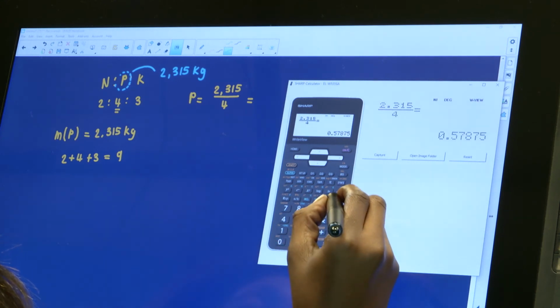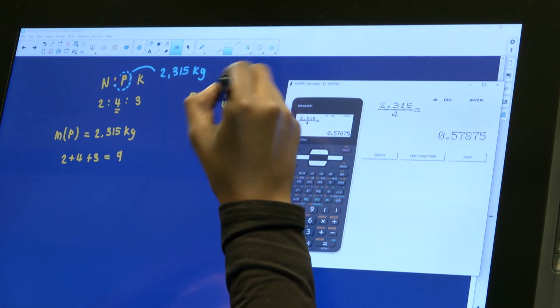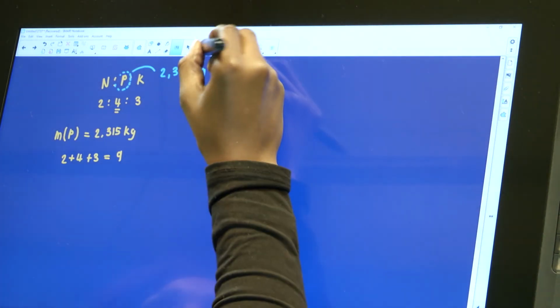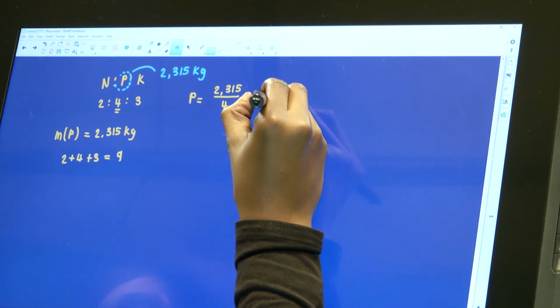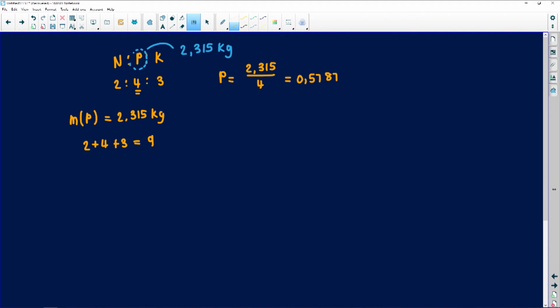I'm going to write the whole decimal. So now I'm finding it as a decimal within this value that I'm given. I'm going to write it down exactly as it is. Therefore, I get 0.57875. It's very crucial that you write your entire answer out and you only round off your final answer.